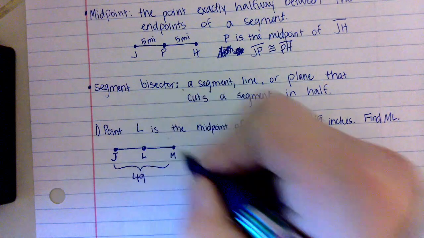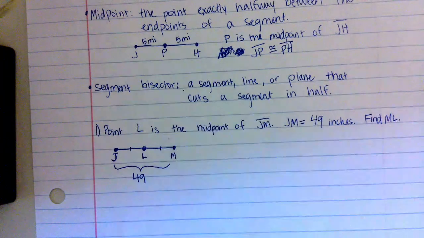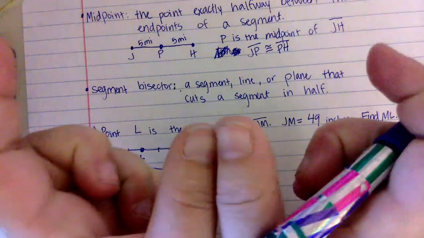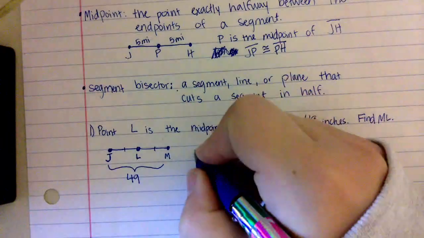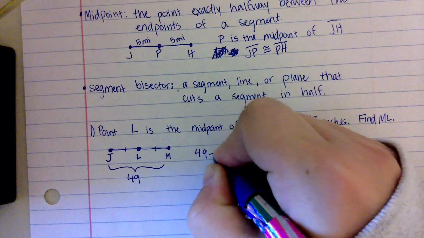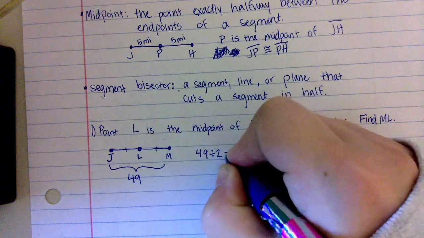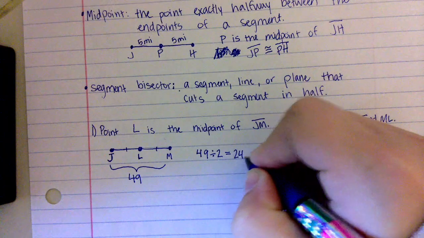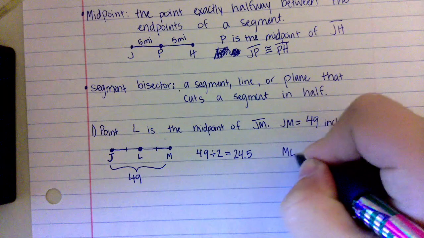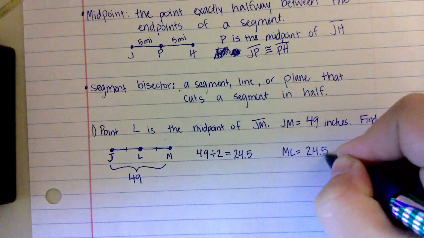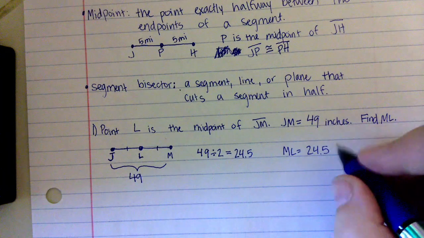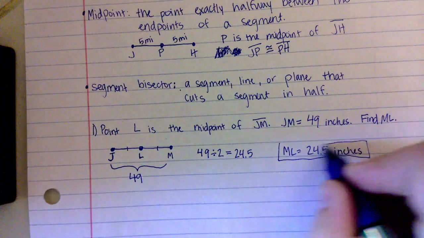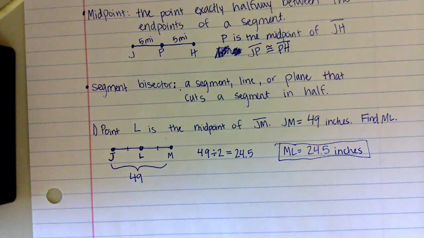And we know that these two are congruent. They're the same, so we can use those tick marks if we need to. So if I take 49 and I split it into 2, split is the same thing as divide in math. So we're going to think 49 divided by 2, and that's 24.5. So ML equals 24.5, and we want to label it inches. Okay, because if we have 24.5 and 24.5, and we put those together, we'd get 49.